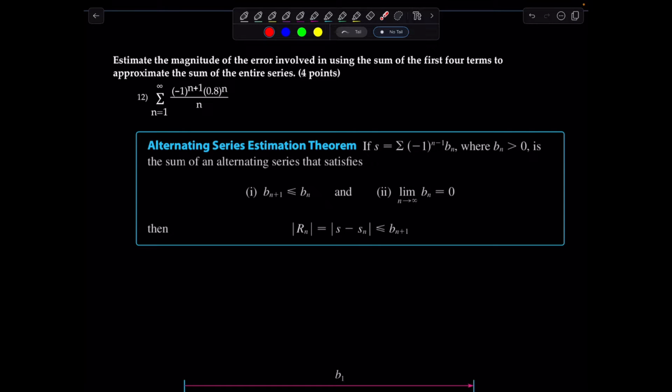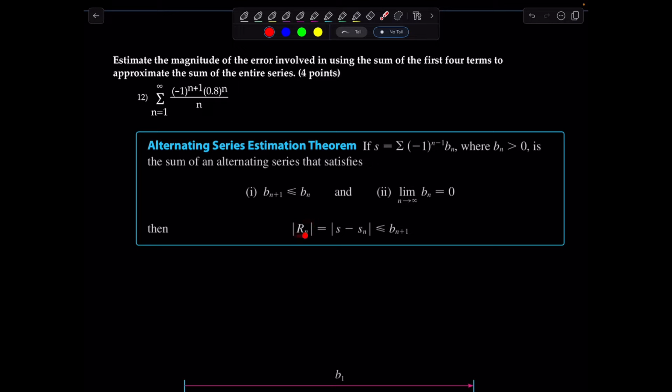Therefore, it has to satisfy the two conditions of the AST, which are listed here. b sub n plus 1 is less than or equal to b sub n. We know that means b sub n is decreasing. That's one way to show it using the definition. And then condition 2 was also satisfied, that the limit as n goes to infinity of b sub n is 0. Then here's the interesting part.